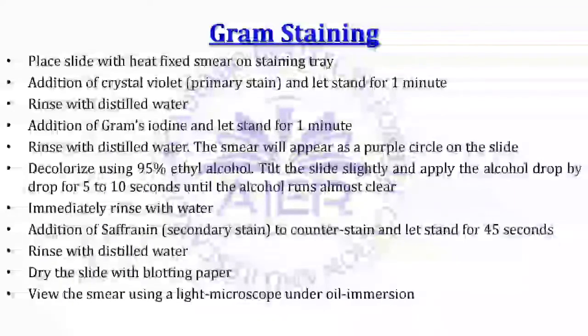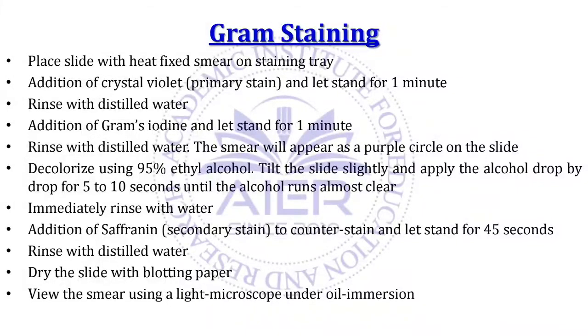Now the protocol: place the slide with the heat fixed smear on the staining tray, add crystal violet, and let stand for 1 minute. Thereafter, rinse with distilled water, add the Gram's iodine, and let stand for another 1 minute. That will act as a mordant, as I told you earlier. Next, rinse with distilled water. The smear will appear as a purple circle on the slide.